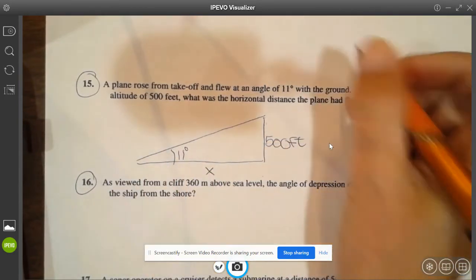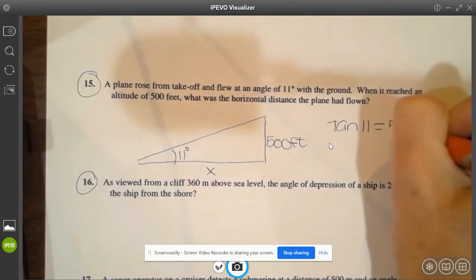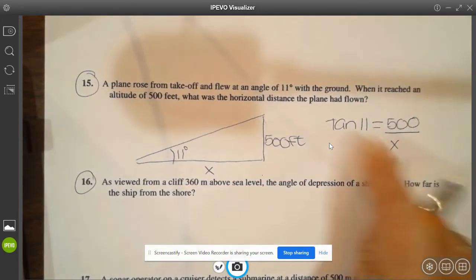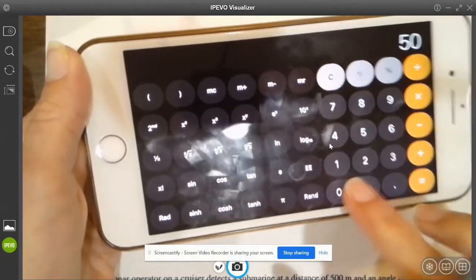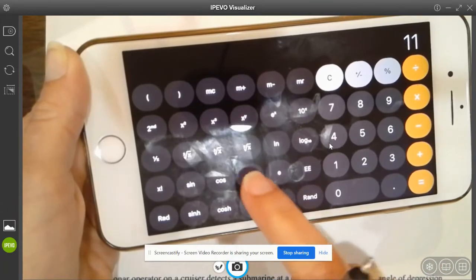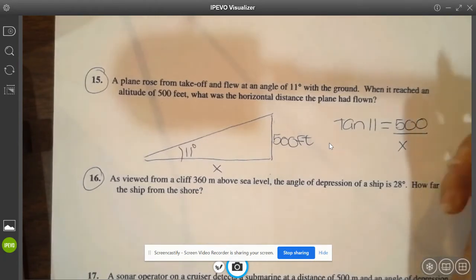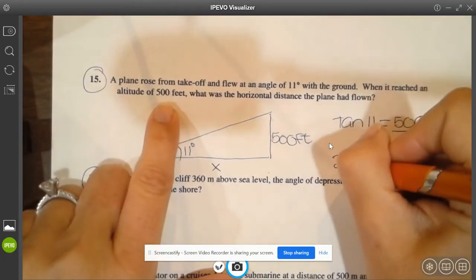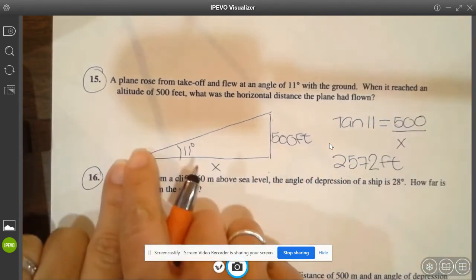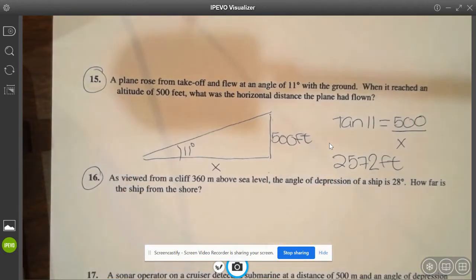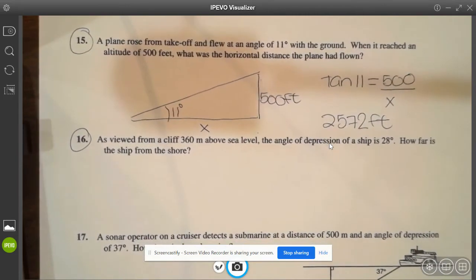So that's opposite over adjacent. So tangent of 11 equals opposite, which is 500, over x. And then you are dividing here, so let's divide. That is 500 divided by tangent of 11, which equals 2,572. What unit? Feet. So that's 2,572 feet. That's how far it went from the starting point, the horizontal distance. All right, let's do one more and that's it.